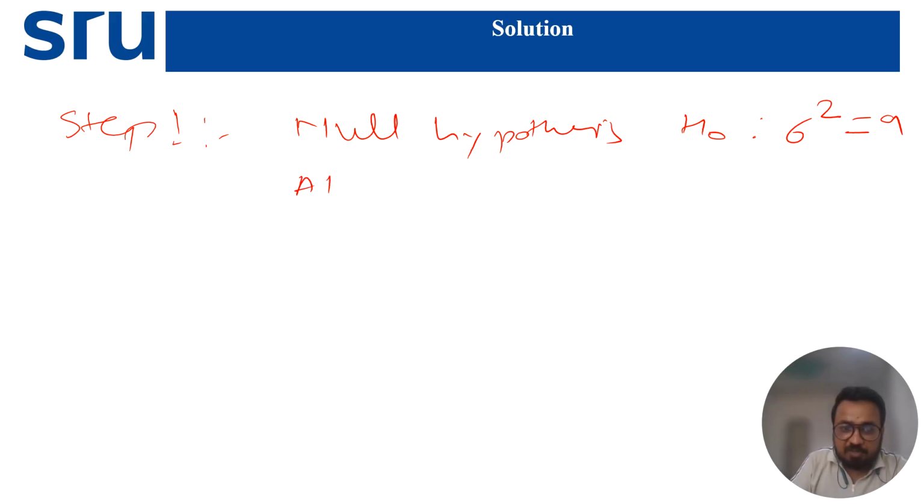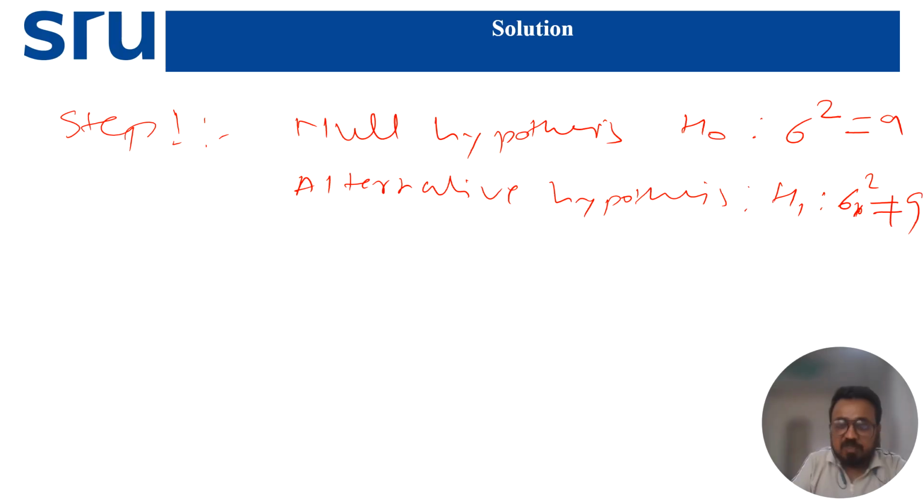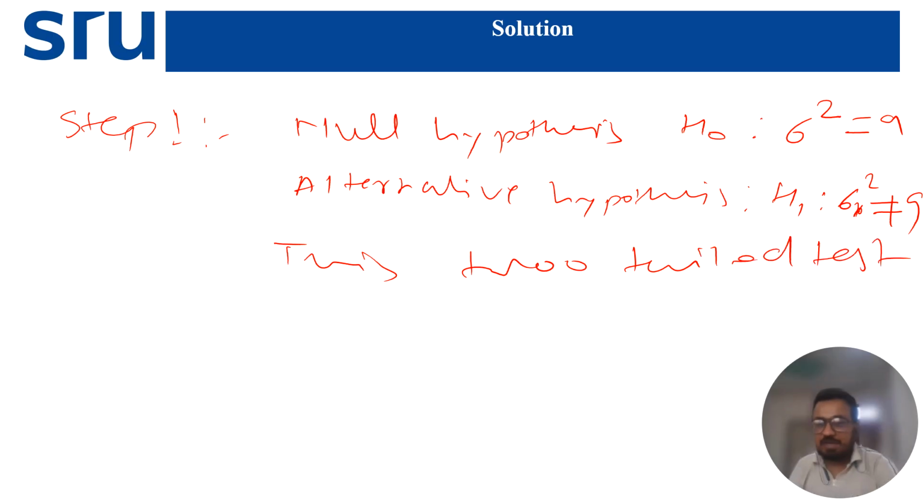And what is the alternative hypothesis? H1 is sigma square not equal to 9. So this is the alternative hypothesis. We can easily see that this is a two-tailed test. Now accordingly we will solve this problem.